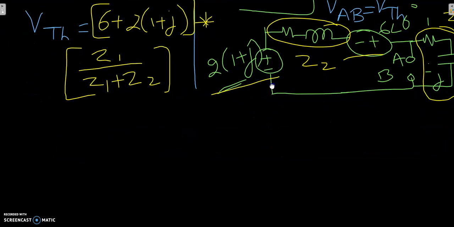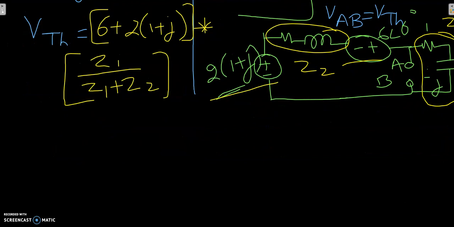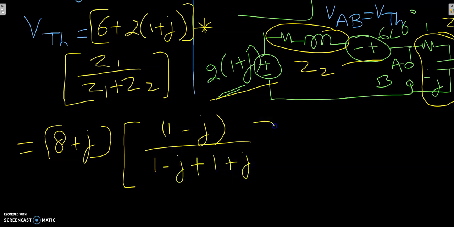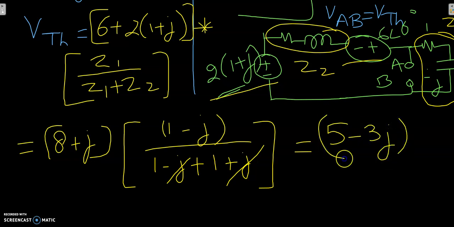So this equals 8 plus j, and Z1 is 1 minus j, divided by 1 minus j plus 1 plus j. The j gets cancelled, and finally if I reduce this expression, I would get 5 minus 3j volts. So we are done with finding VTH.